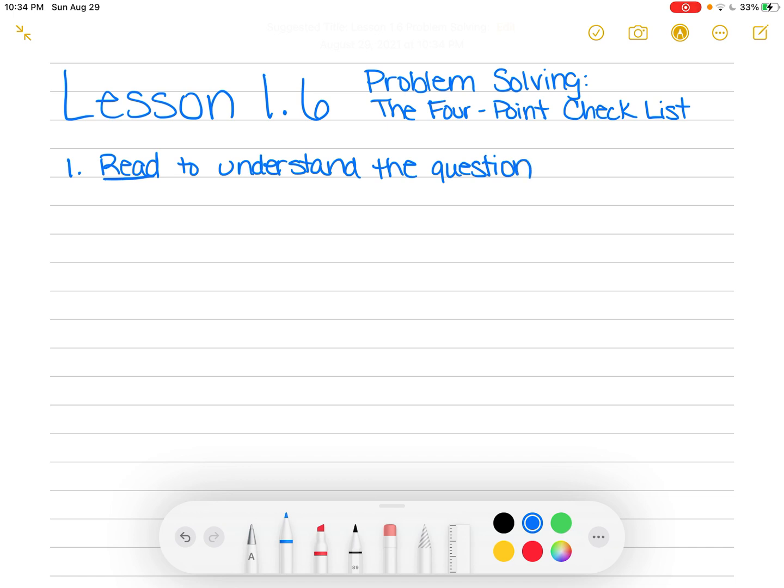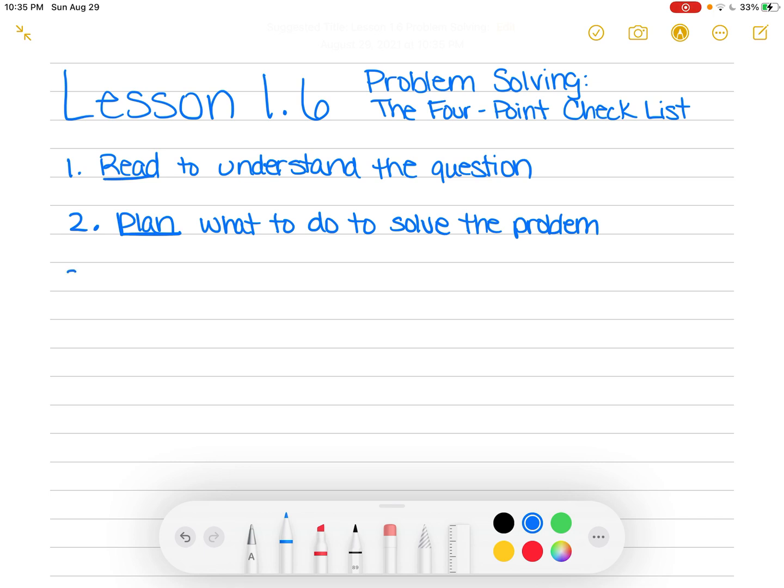But it also says, and identify the needed data. Okay, so what I really like you to do is make sure that you understand what they're asking you for. So that's the question. Okay, number 2 says plan. Okay, plan what to do to solve the problem. Okay, and this is kind of like knowing whether you're going to add, subtract, multiply, divide, maybe do more than one thing. I'm going to add this first, then multiply this.